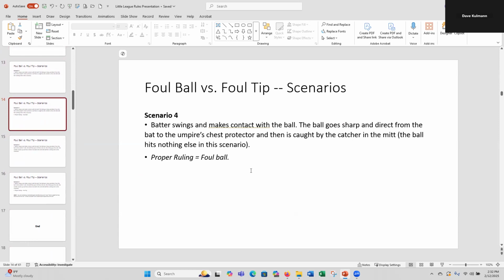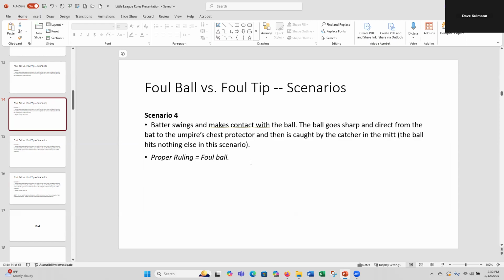Scenario four: the batter swings and makes contact with the ball. The ball goes sharp and direct from the bat to the umpire's chest protector and then is caught by the catcher in the mitt. The ball hits nothing else. Well, it looks like I gave the answer away in this one. I forgot to segregate this out. That's also a foul ball.